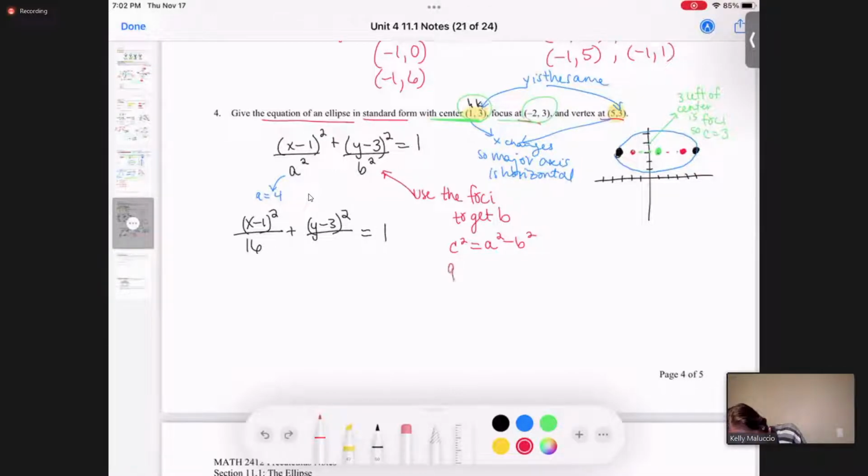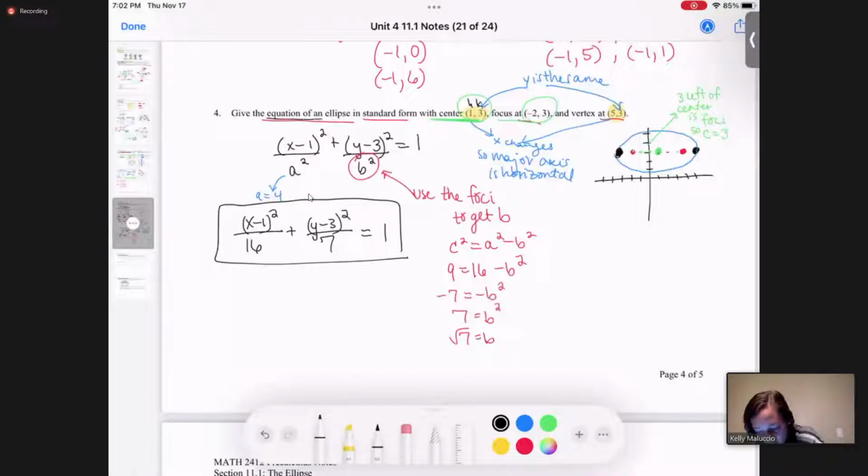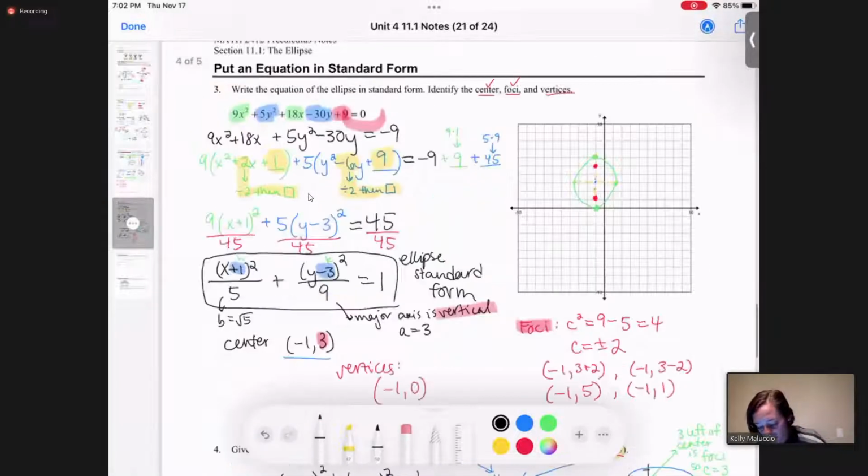So 9 equals a squared, which is 16, minus b squared. Then we can just solve. 9 minus 16 is negative 7, and it's negative b squared, so b squared equals positive 7, and b is the square root of 7. It actually doesn't matter that b is the square root of 7, because in our formula we just want b squared. So this is 7, and here is my equation of the ellipse in standard form.